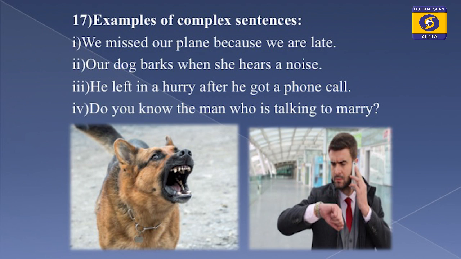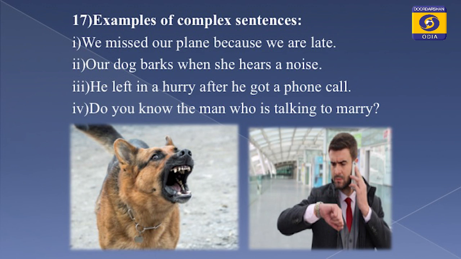We missed our plane because we were late. Because we were late, not are late, we were late. Here you see there are two finite verbs, one is missed and another is were. We missed our plane. This sentence is an independent clause. Why is this one independent? Because it is understood completely, it gives a complete meaning, so this is an independent clause.